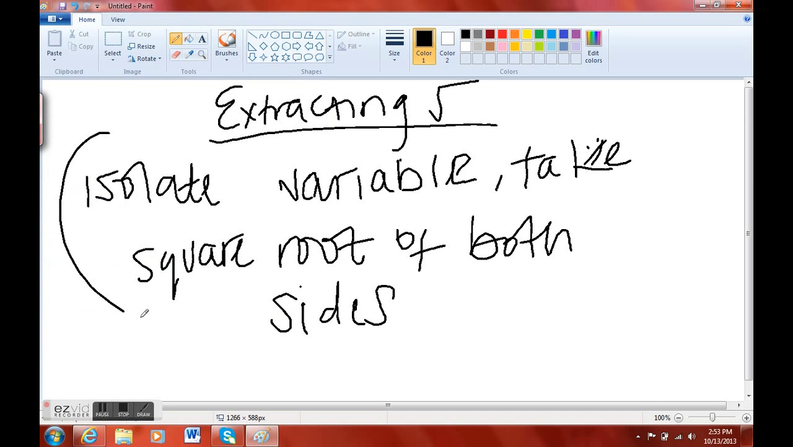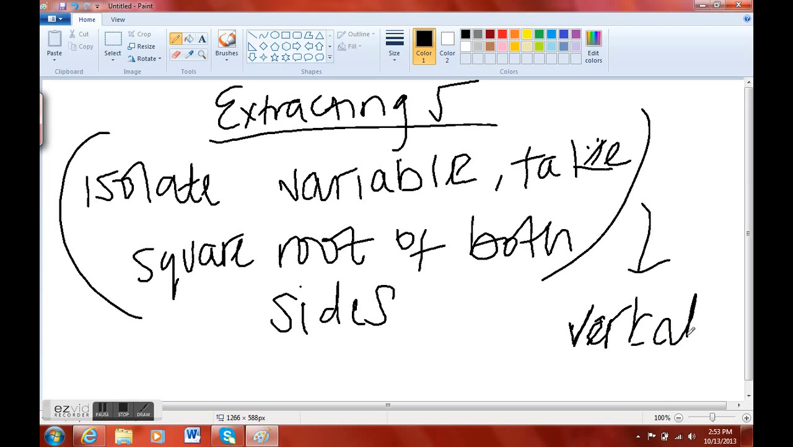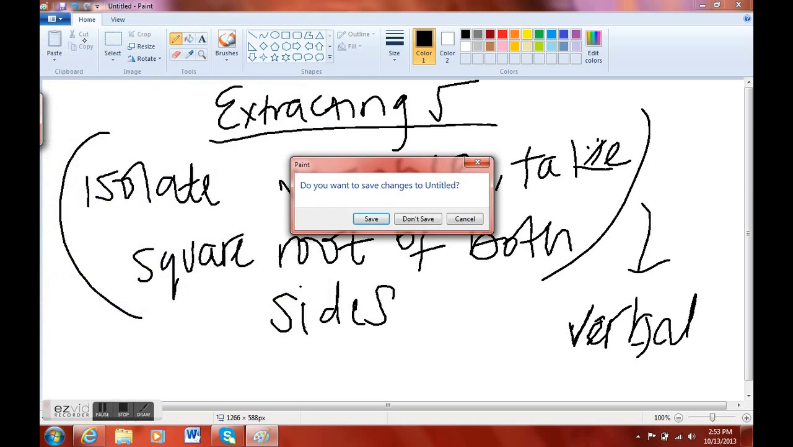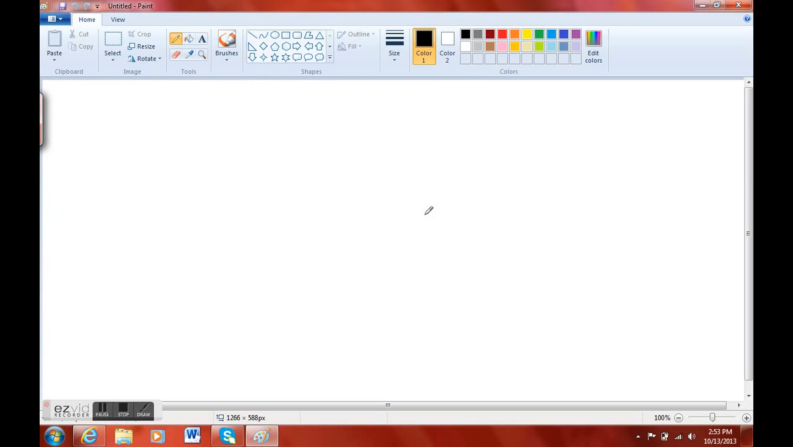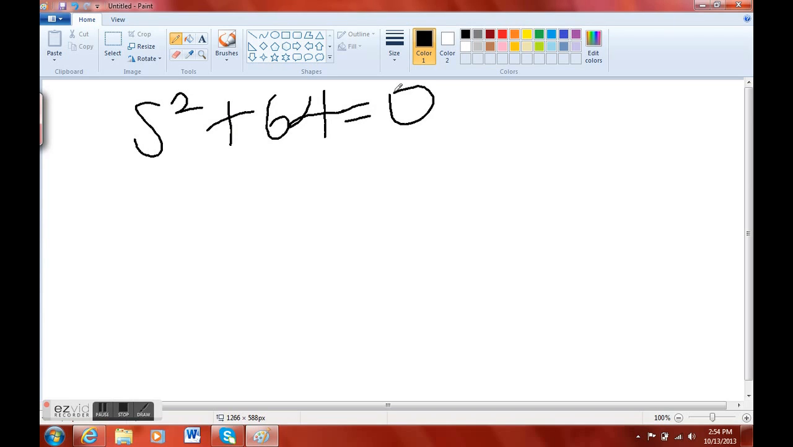Now after I finish writing, we're gonna go to an example. So the example is s squared plus 64 equals. So you isolate the variable. So you're gonna do x squared equals.